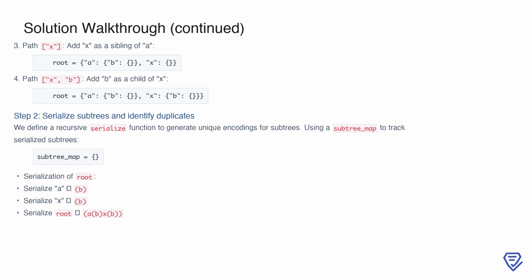Once the tree is built, we move to serializing subtrees to identify duplicates. The serialize function recursively generates unique encodings for each subtree, and the subtree_map dictionary tracks these encodings. For this tree, a and x both serialize to b, and the root serializes to a, b, xb. This serialized representation helps us pinpoint duplicate folder structures.